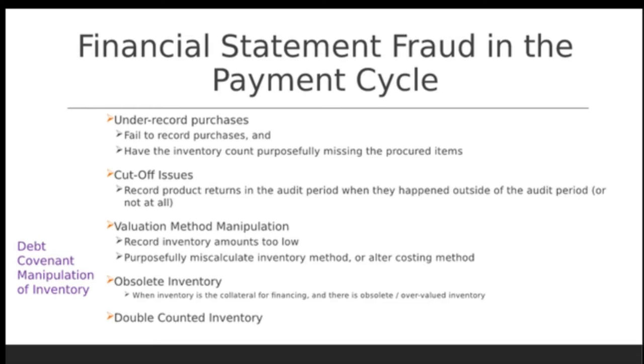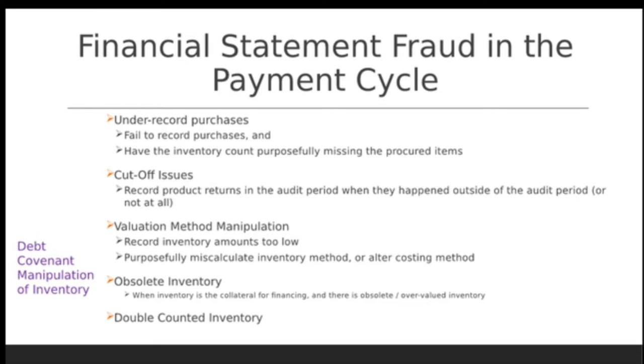Valuations are kind of a big deal because people can alter certain types of inventory valuations throughout the year. They can make their inventory amounts look lower because of that. They can also purposefully miscalculate the inventory method or alter costing methods throughout the process. So you've got to be aware of those situations, especially in material items or significantly moving items, so that you make sure there's no manipulation there. They could be manipulating it related to that debt covenant also, trying to make the inventory look higher in value than it is.